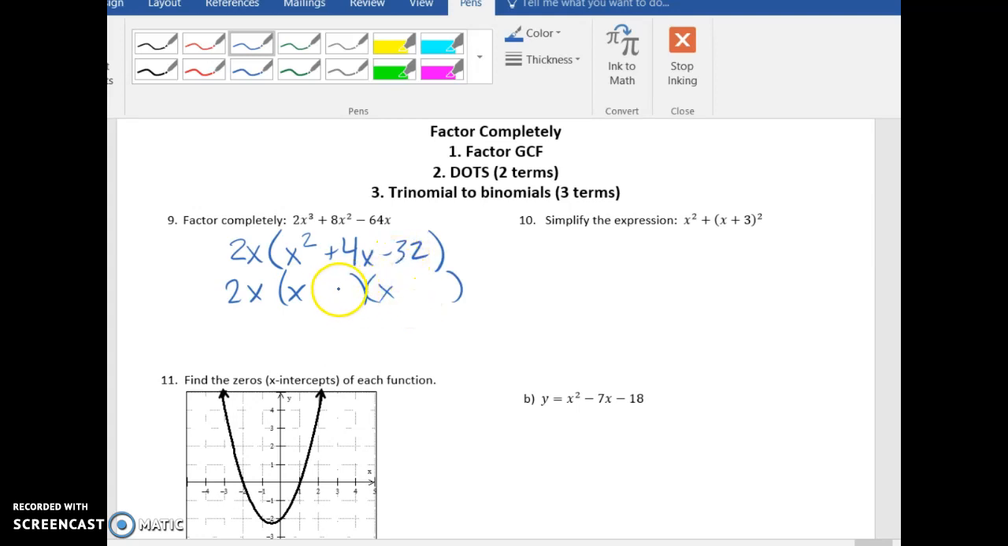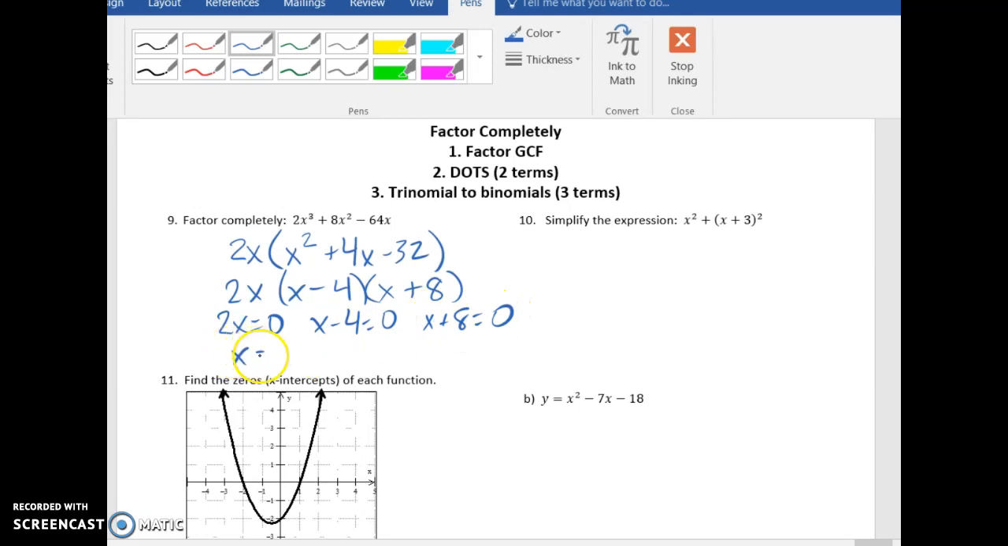So factors of 32 are going to be 4 and 8. I want more positives, so a positive there and a negative there. If you FOIL those back together and multiply by that, you'll get back to your original. And then this one has 3 factors, so set each factor equal to 0 and solve.